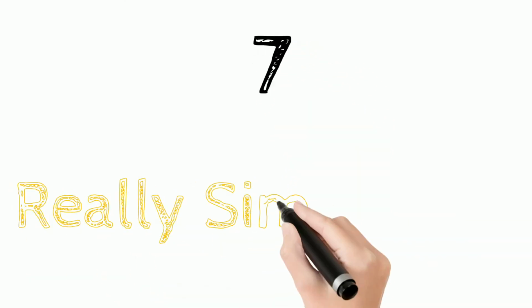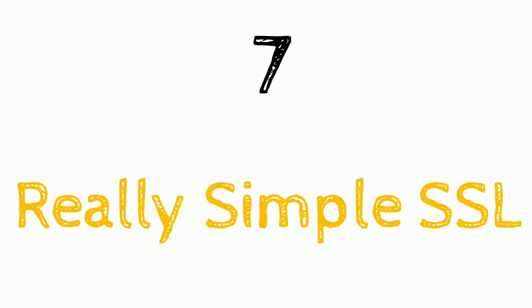Next is Really Simple SSL. Of course, you must have seen many websites or blogs that, whenever you try to access them, show you a warning that it is not secure. Go back, or go back to safety. You have that option, right? That option is displayed because they are using HTTP, not HTTPS. In HTTPS, the S stands for secure. So you can use this plugin and make your blog or website secure.